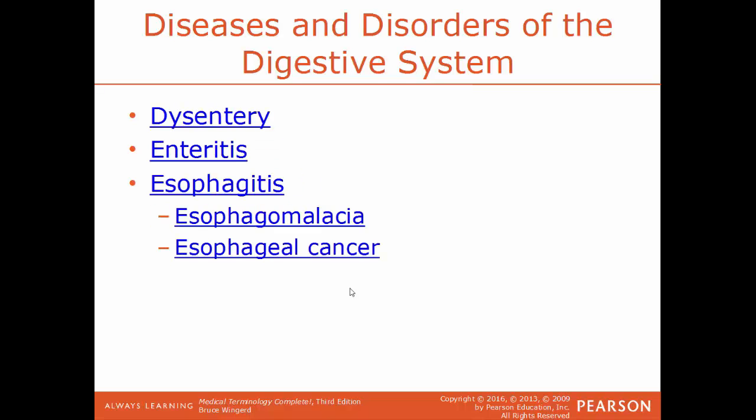So our next term, dysentery, is a condition where you have the inflammation of the intestines that is accompanied by having bloody diarrhea. Enteritis, the inflammation of the intestines, usually a reference to the inflammation of the small intestine. Esophagitis, the inflammation of the esophagus. And it's going to lead to our next term, esophagomalacia, which is the softening of the esophagus, which can lead to esophageal cancer, having cancer of the esophagus.